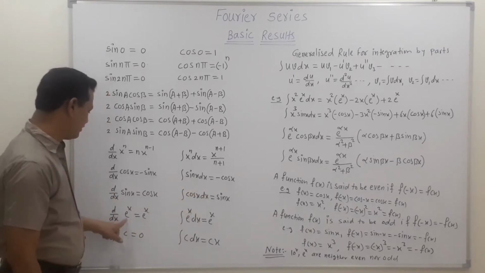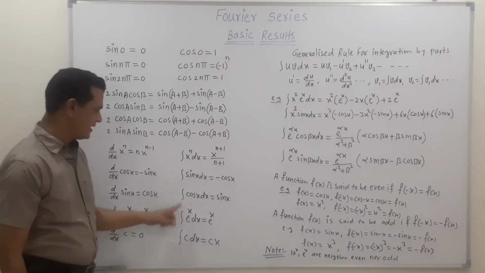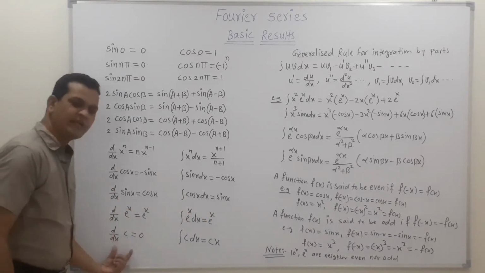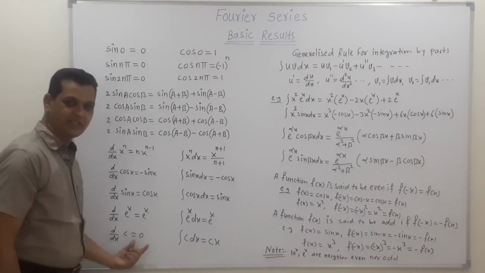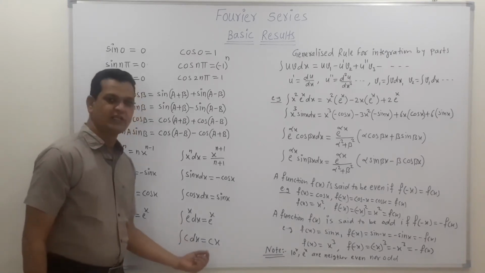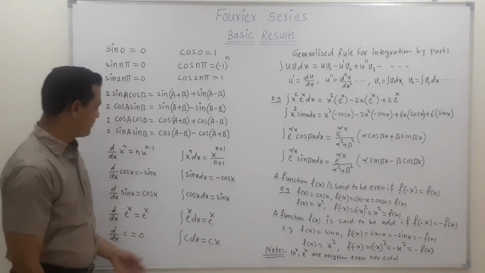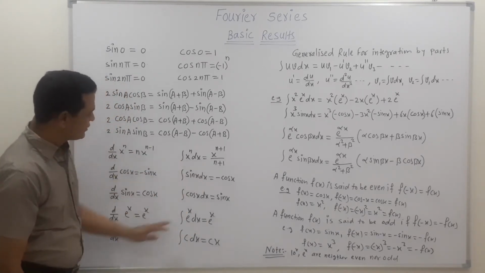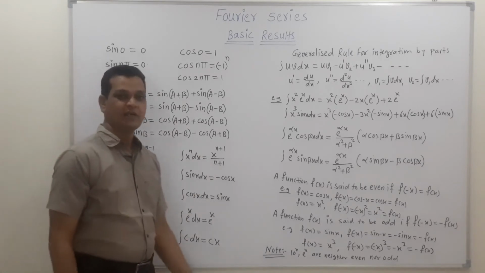Similarly, the derivative of e raised to x is e raised to x and the integration of e raised to x is also e raised to x. Then we know that the derivative of a constant is 0, whereas the integration of a constant is constant into x. So these are the results related to derivatives and integration, and we require these results to learn the concept of Fourier series.